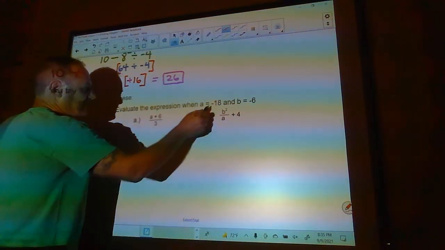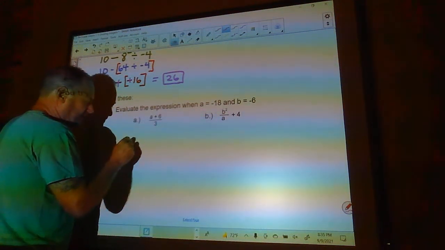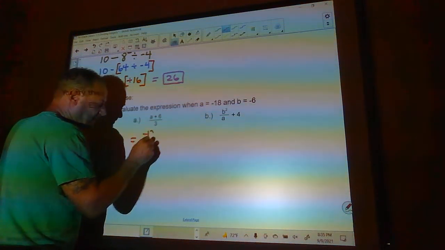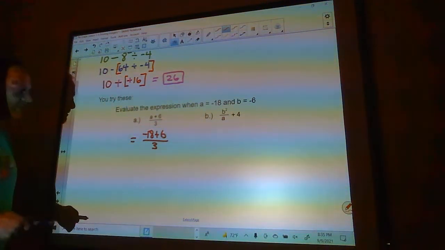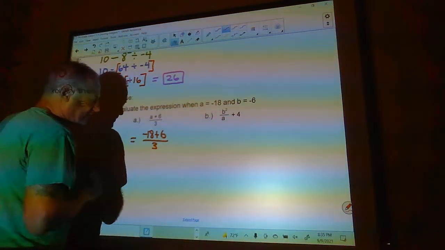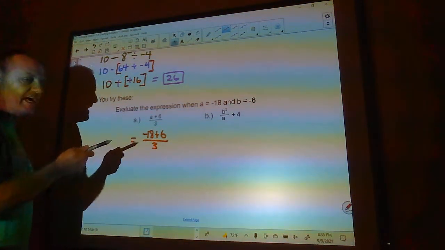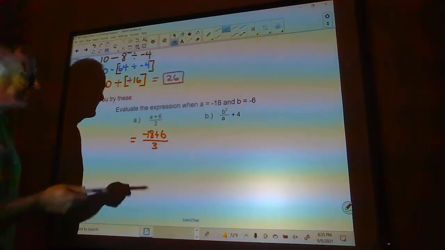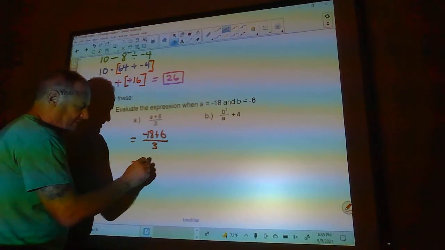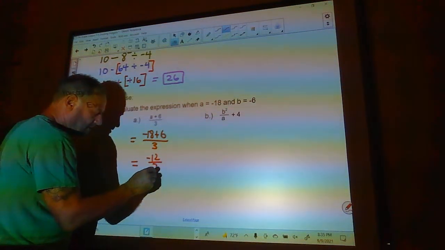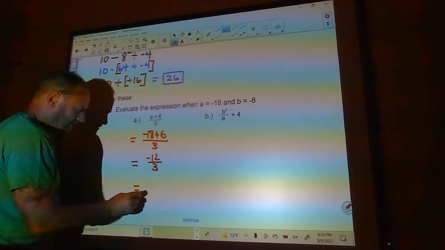Okay, so I'm going to take the negative 18 and plug it in here. So this is going to become negative 18 plus 6 divided by 3. Now remember, when you have a division bar like this, that's a grouping symbol. That means you do everything above that first, everything below that second, and then you divide. So above, negative 18 plus 6 is negative 12, divided by 3, which is negative 4.